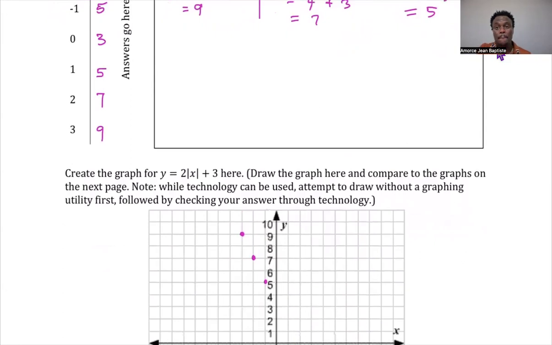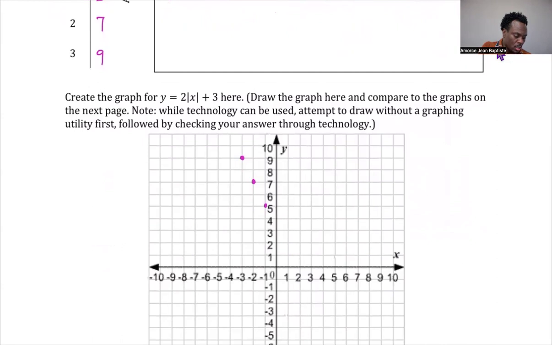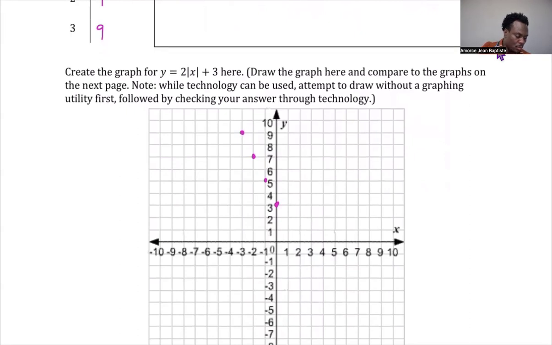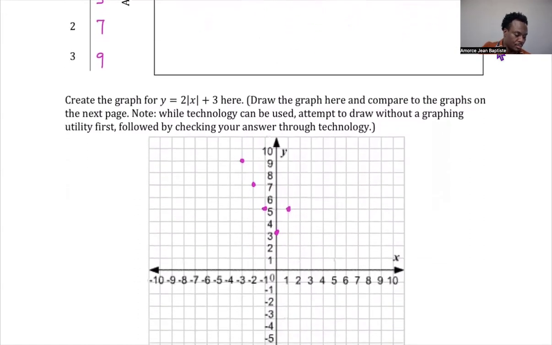X equals 0, y equals 3, 0, 3. And then x equals 1, y equals 5. X equals 2, y equals 7. And x equals 3, y equals 9.